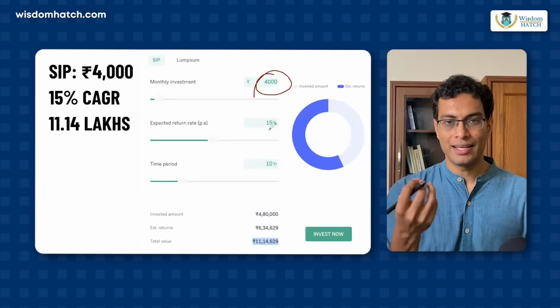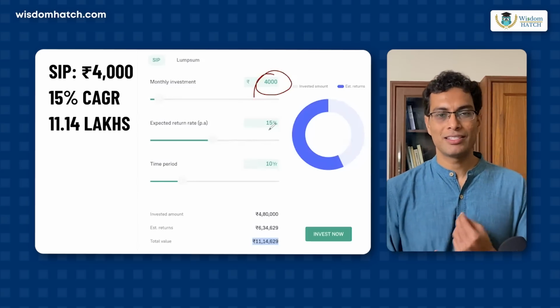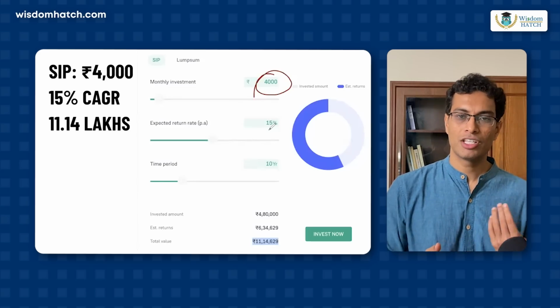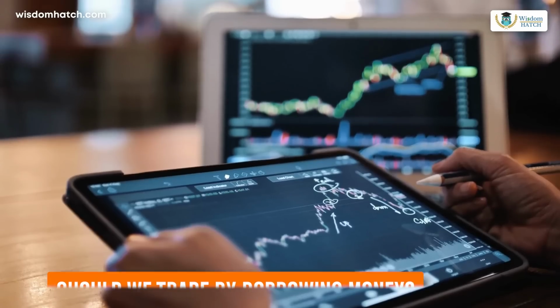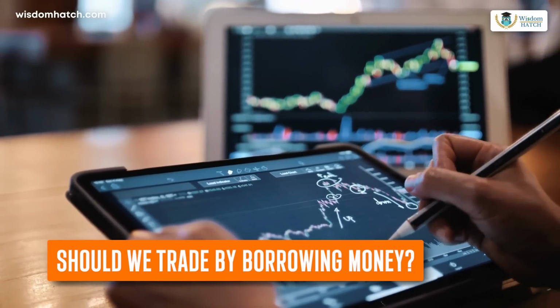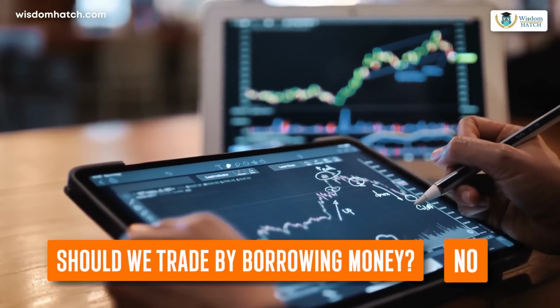The bottom line here is that I keep on getting so many messages from students. Yeah, you know what, Akshat, we have just started working. Our salary is not very high. Should I borrow money and do trading? Should I do this? Should I do like these 50 different things? वगैरह वगैरह. The short answer is no.